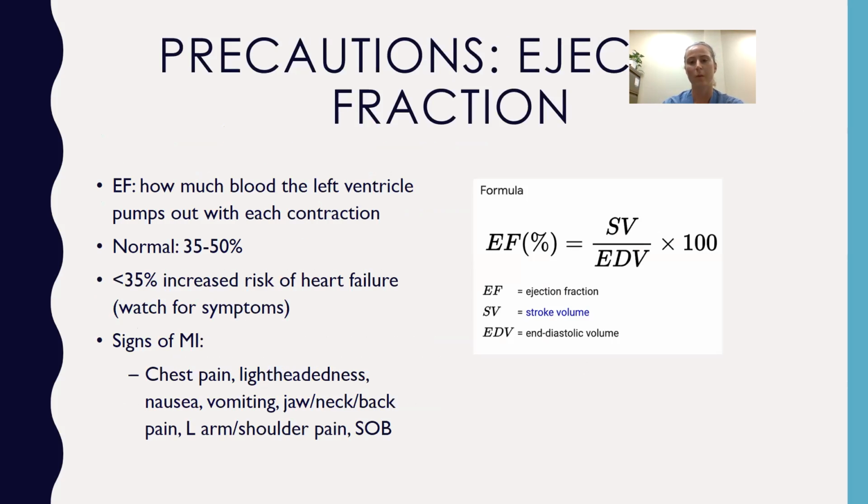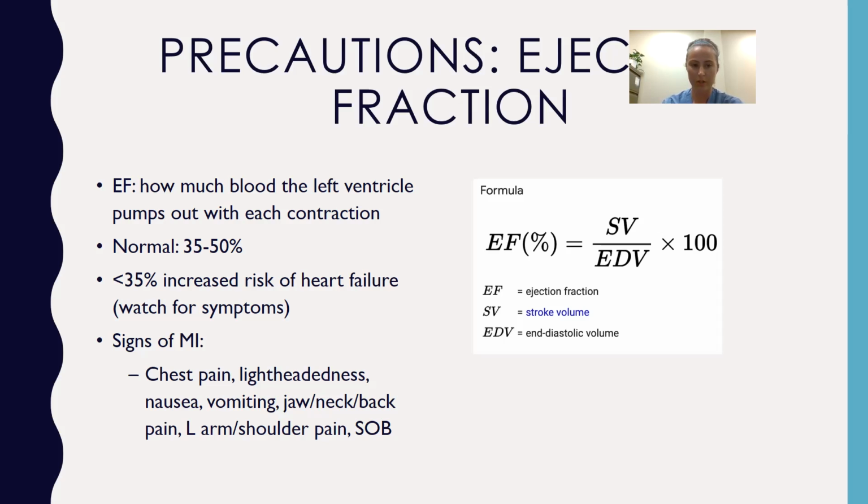Another precaution I wanted to talk about is ejection fraction. Ejection fraction is how much blood the left ventricle pumps out with each contraction. You can see with the formula to the right, it's specifically the stroke volume, which is the blood ejected from the ventricle, over the end diastolic volume, which is the volume of blood that was in the ventricle before the contraction, times 100 to give us a percentage. And then normal is 35 to 50%.